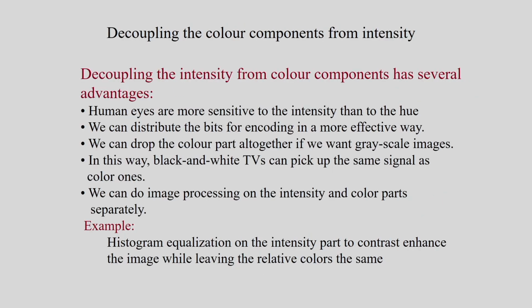After this I will discuss one important concept, and that is decoupling the color components from the intensity information. Because the color has 2 components, one is the intensity component, another one is the chromaticity component. Intensity means the brightness and chromaticity has 2 components, one is the hue, another one is the saturation. I can decouple the color information from the intensity information. So, there are some advantages.